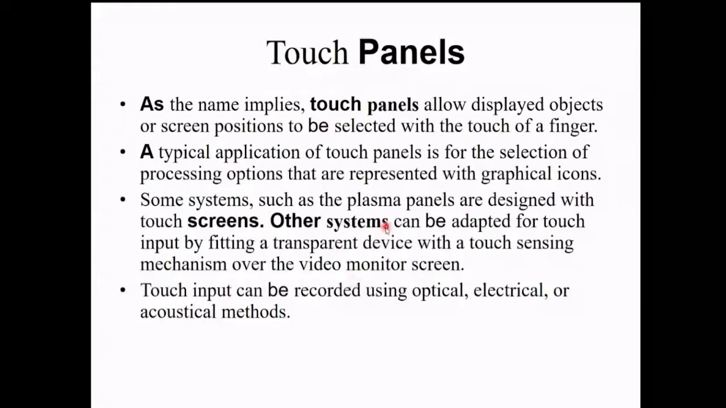And then what it says is, it can be recorded using optical, electrical, or acoustical methods. So basically, you need something that can take this input. We can use electrical signals or some optical methods to record the input from the user. So that is one more thing in computer graphics.